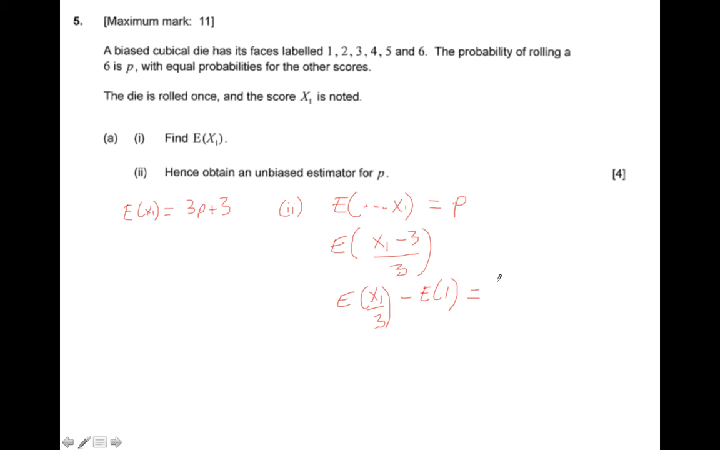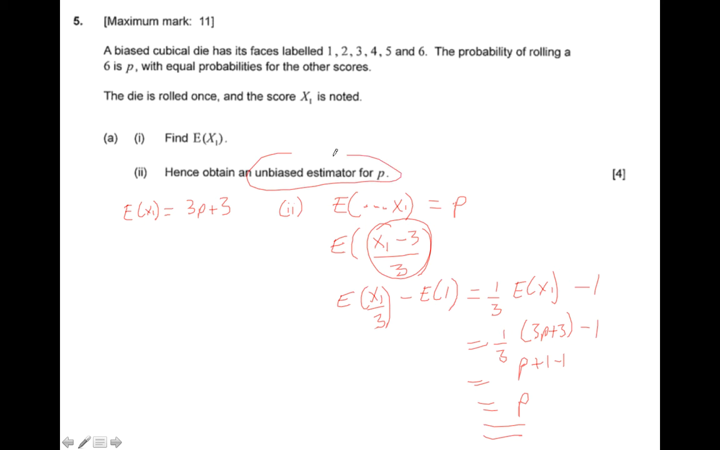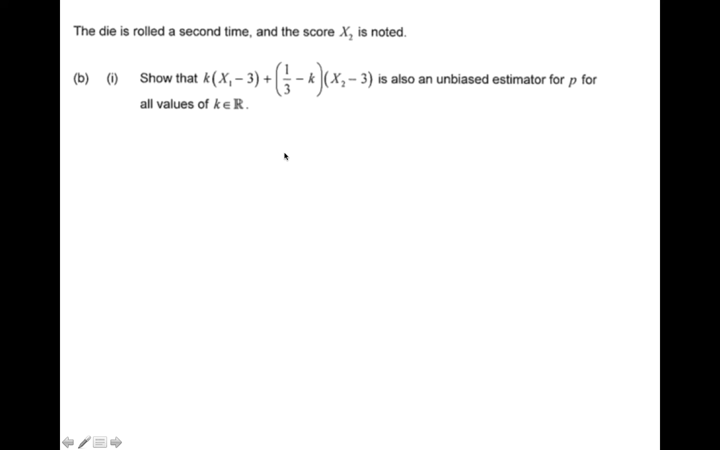This is just the same as 1/3 of E of X1, and E of 1 is just 1. So now if I feed in E of X1, which is 3p plus 3, so 1/3 of 3p plus 3 minus 1 equals p plus 1 minus 1, which equals p. So X1 minus 3 over 3 is indeed an unbiased estimator for p. Let's go on to the tasty one now.